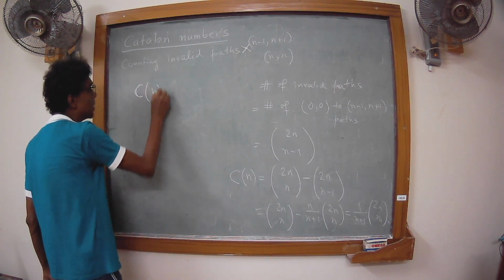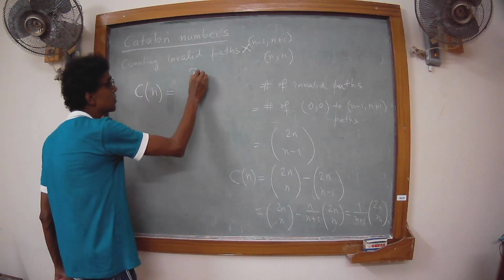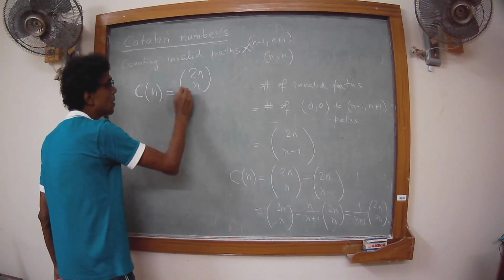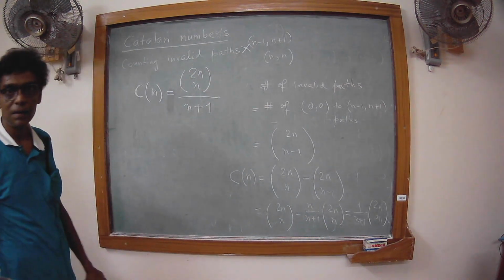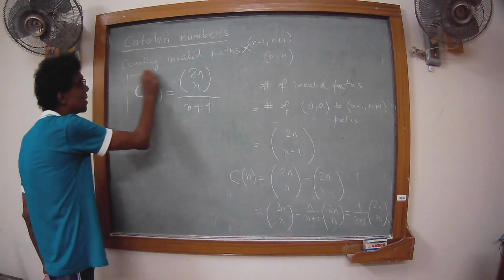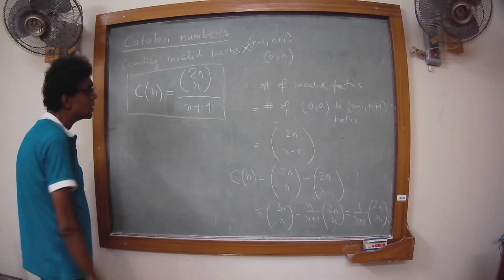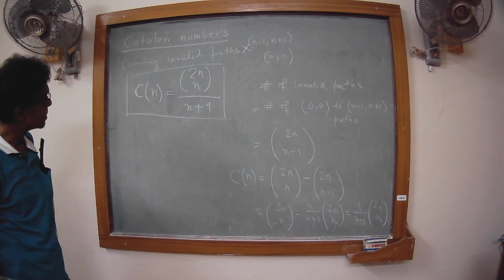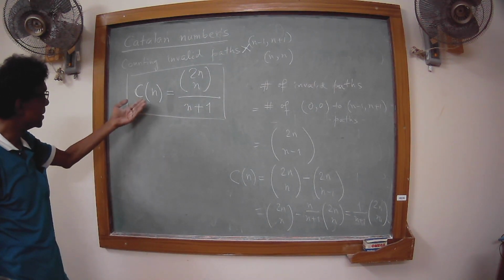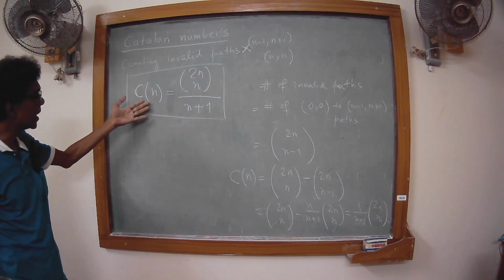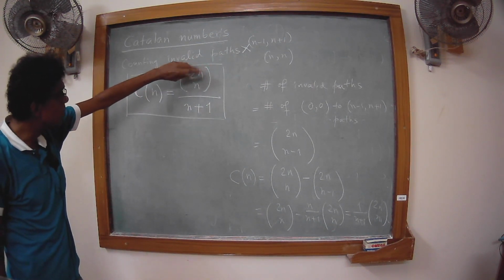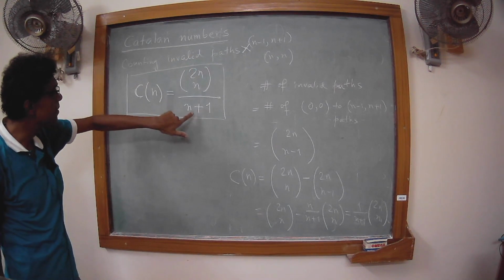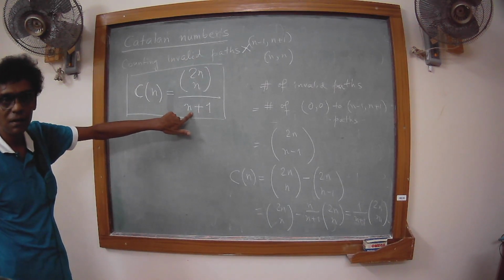The nth Catalan number is equal to 2n choose n divided by n plus 1. In particular, since this is an integer, this proves that 2n choose n, whatever that quantity is, for any value of n, is divisible by n plus 1.